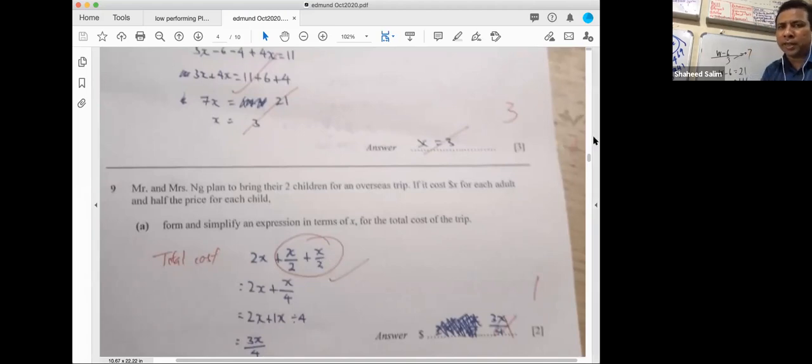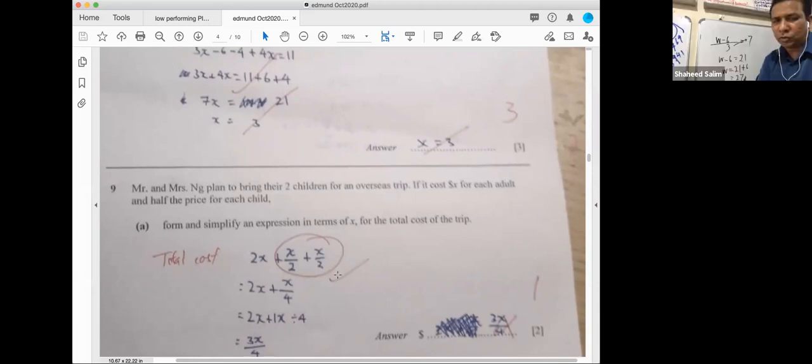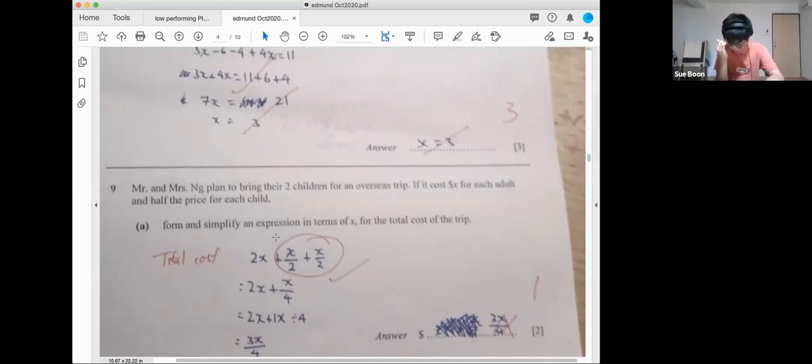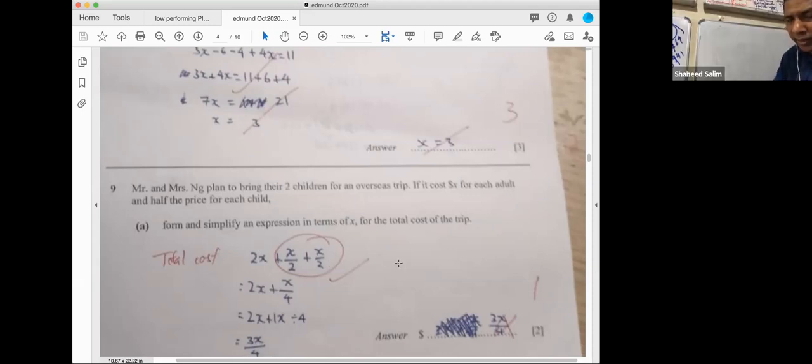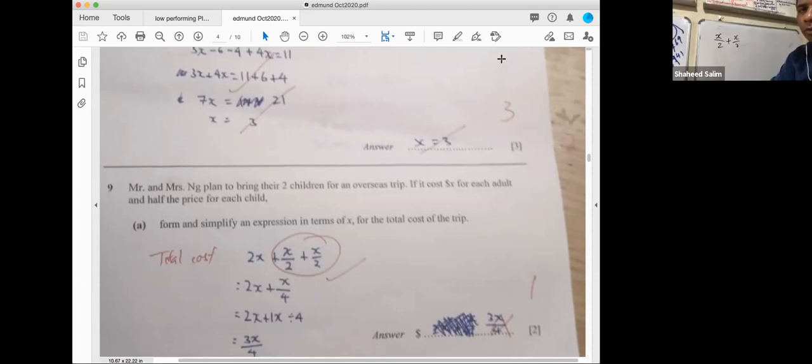But the problem is like this. Let us look at what you write. X over 2 plus x over 2 you write is x over 4. I'm going to write down your working here. Your first statement here is correct. This one is correct. That's why your teacher put a tick here. But you have made a mistake for this one. Let me show you what you're doing. You tell me whether you're right or wrong. You understand or not? Hold on.